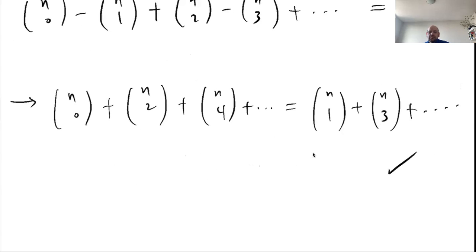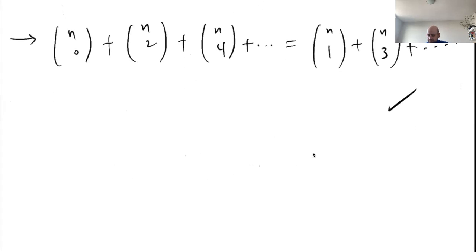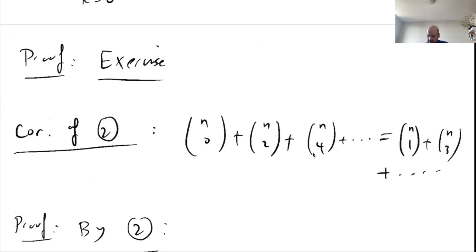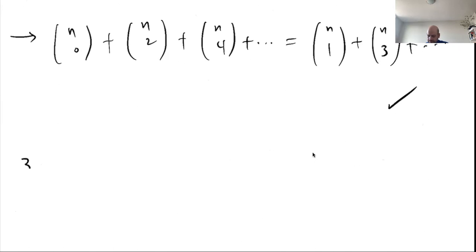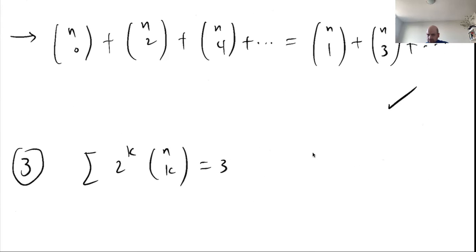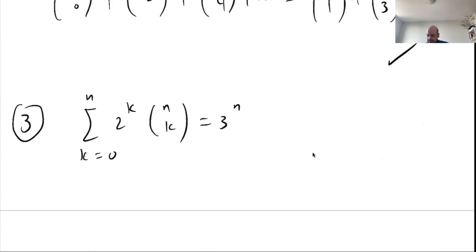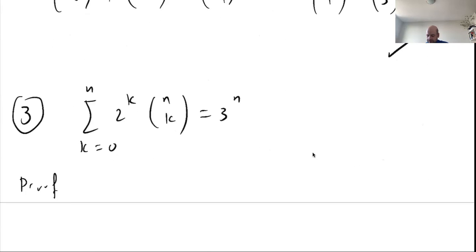Now let's look at the next property. Property 3. Sigma 2 to power k times n choose k equals 3 to power n, and here again k from 0 to n. So again, let me leave the proof as an exercise.